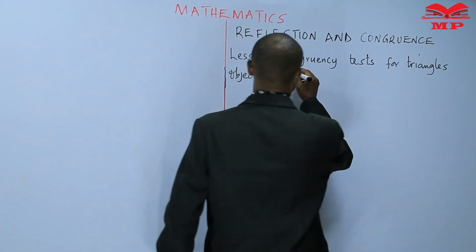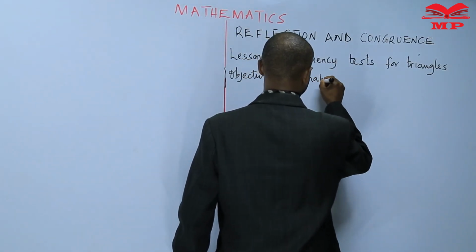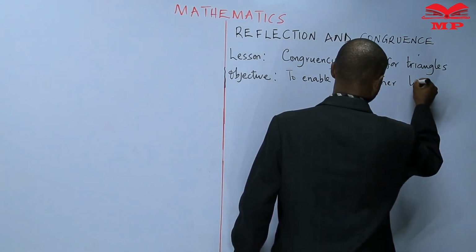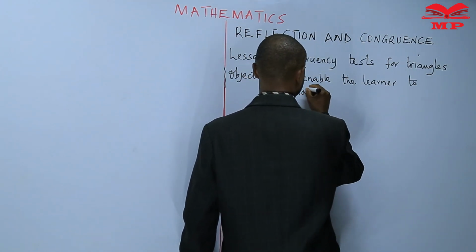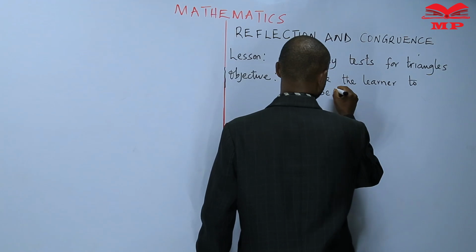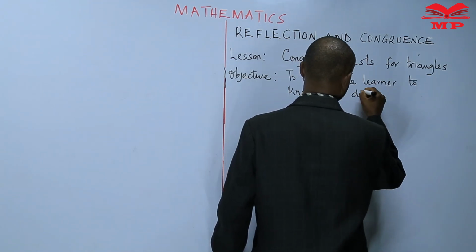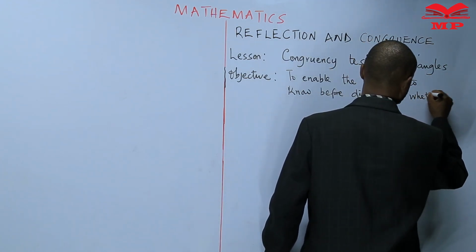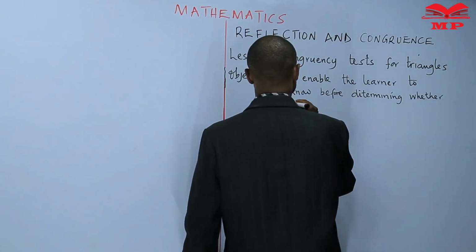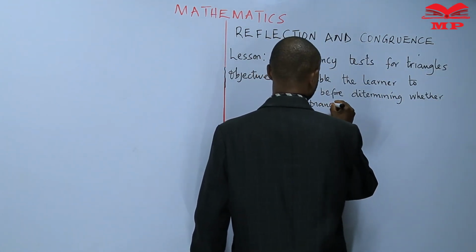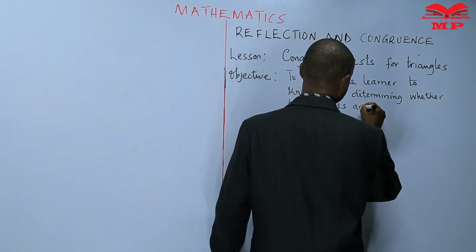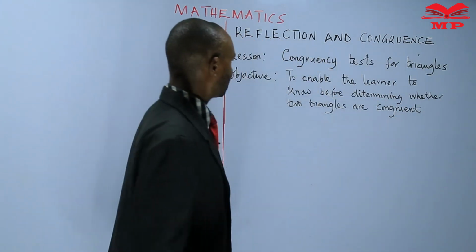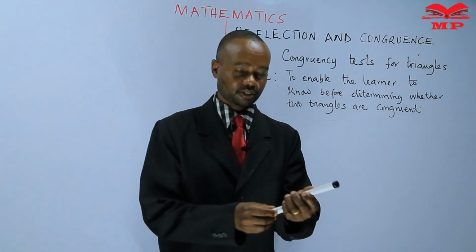So the objective is to enable the learner to know, before determining whether two triangles are congruent, the tests to apply. Without wasting time, we move to test one.